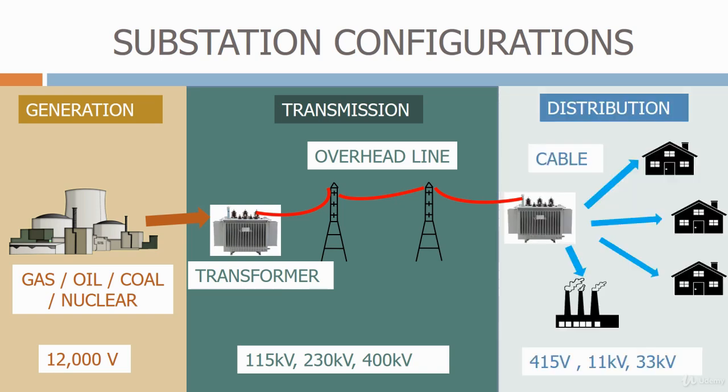Finally, we have the distribution network. We now step down the voltage using a transformer so that it can be used by industrial and residential customers. We normally transport the power through the distribution network using cables. The normal distribution voltages are 415 volts, 11 kV or 33 kV.